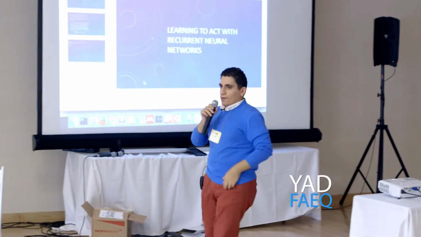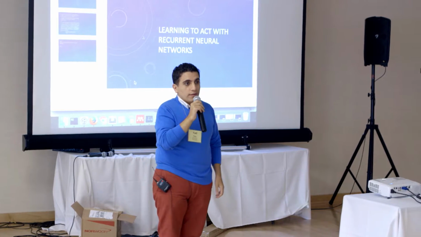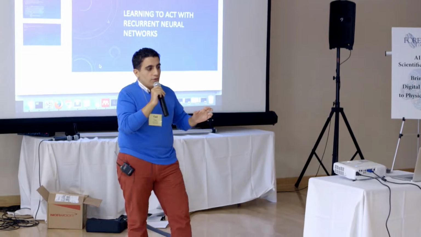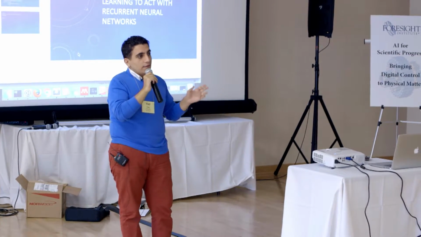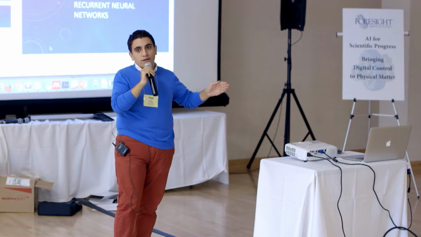All right, as the title says, we're learning to act with recurrent neural networks. In the current state of reinforcement learning, an agent learns to adapt to a specific environment, to a specific task that needs to be achieved. However, in the general-purpose case, you need to generalize so that an agent can learn over different environments.